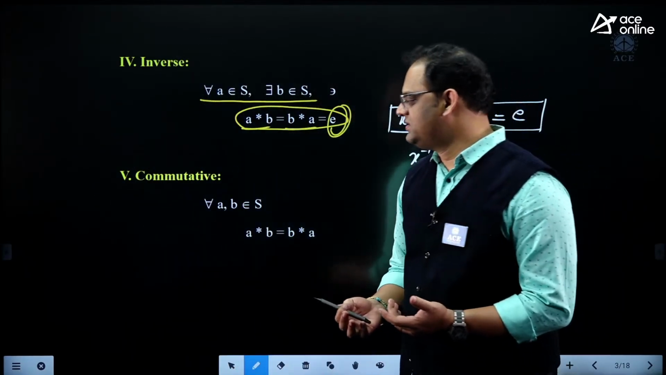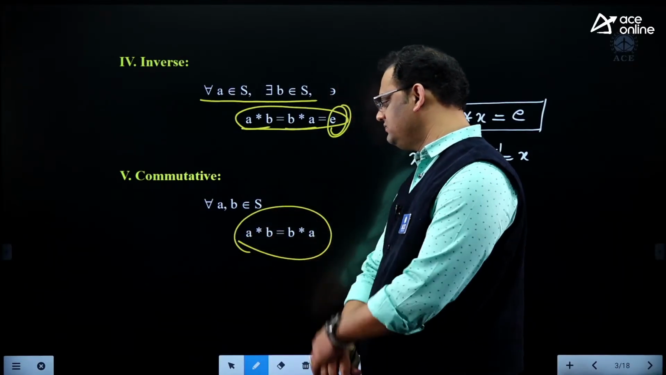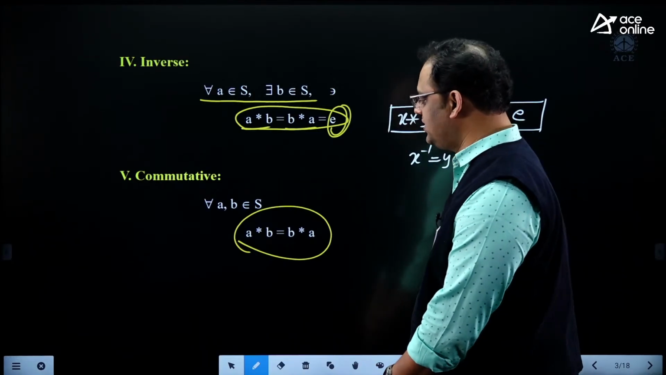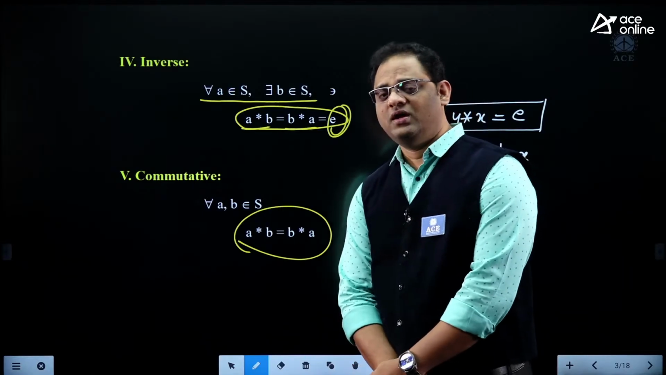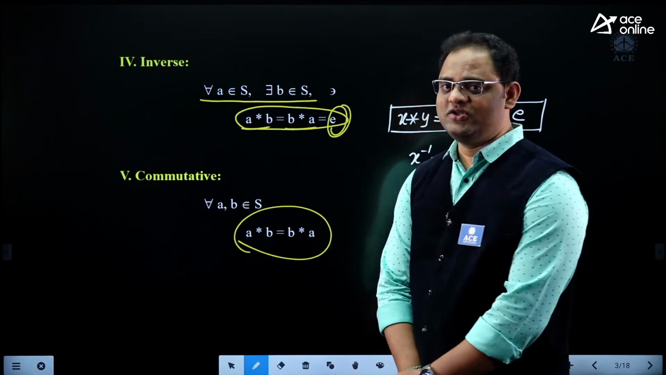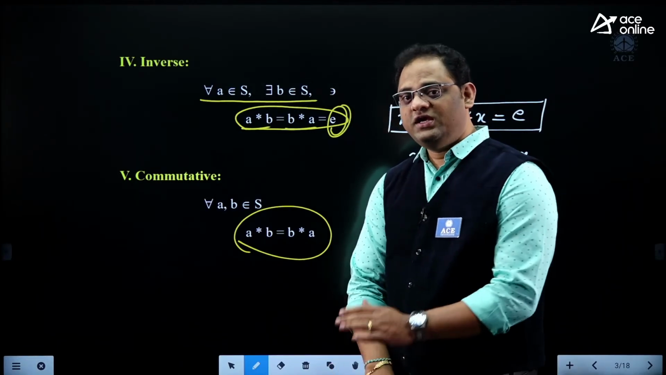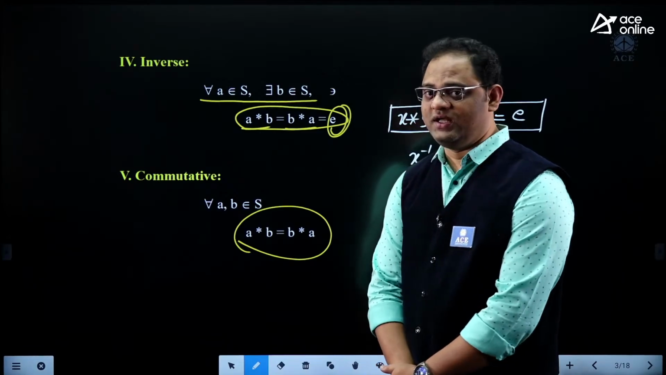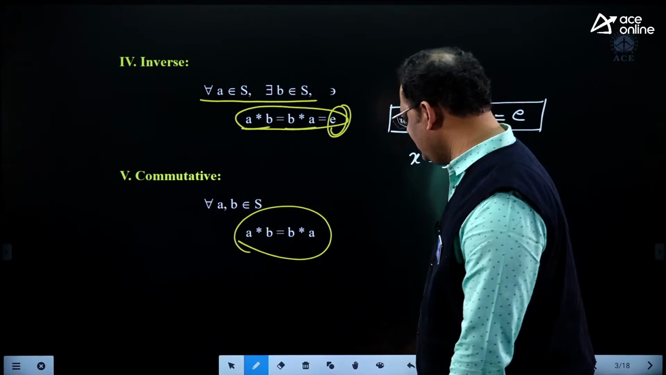And coming to the commutative property, it is just A star B equals B star A, for all A, B belonging to the set. You can take any pair of elements from the given non-empty algebraic structure. Yes, you can take any two elements from the set. It must satisfy that A star B equals B star A. These are the different properties available, my dear.